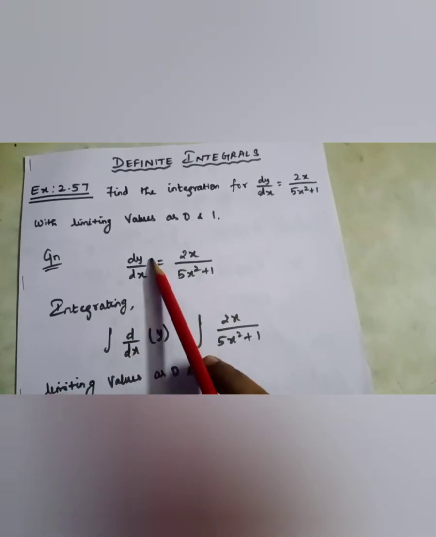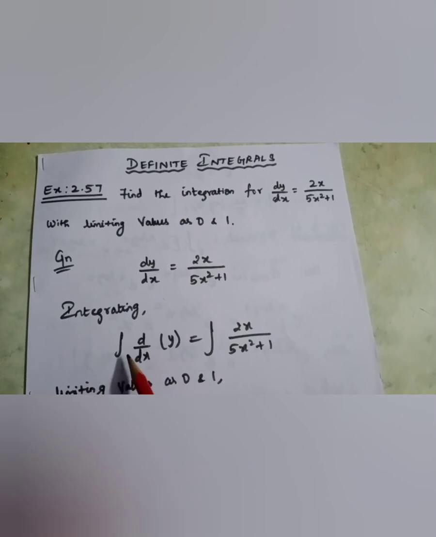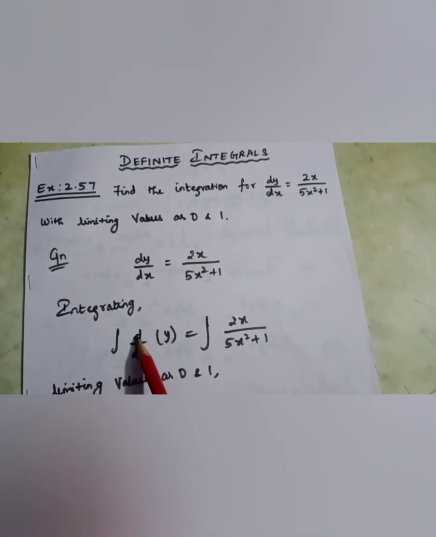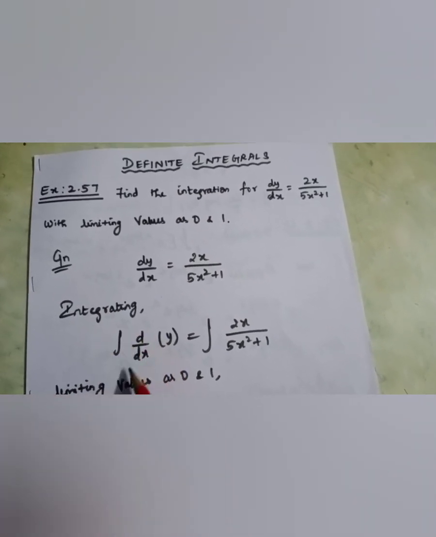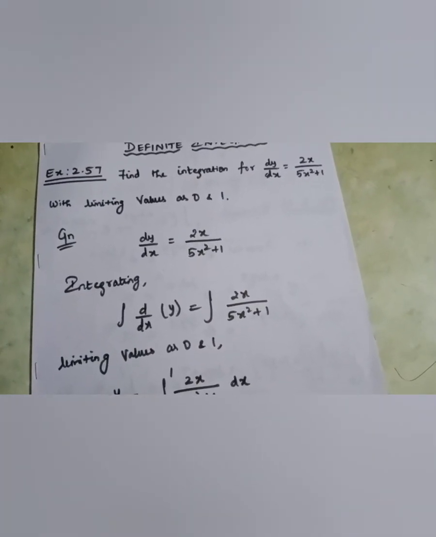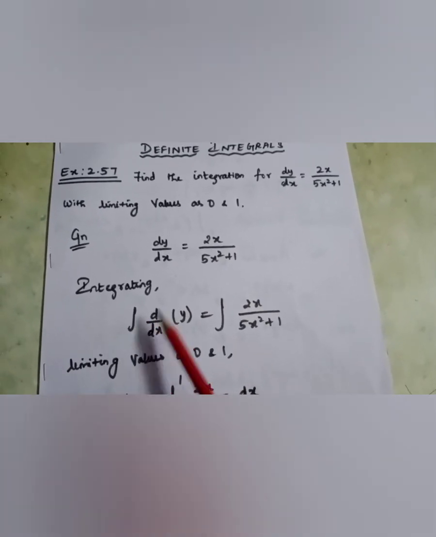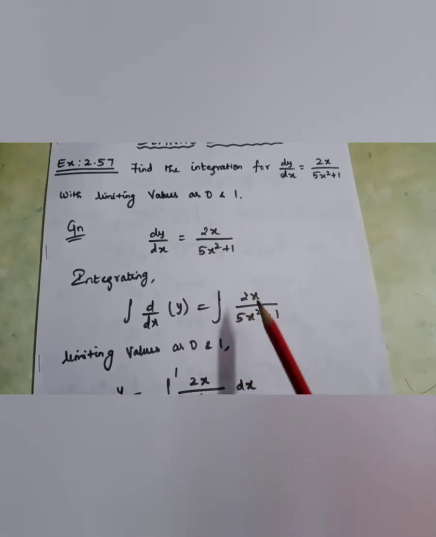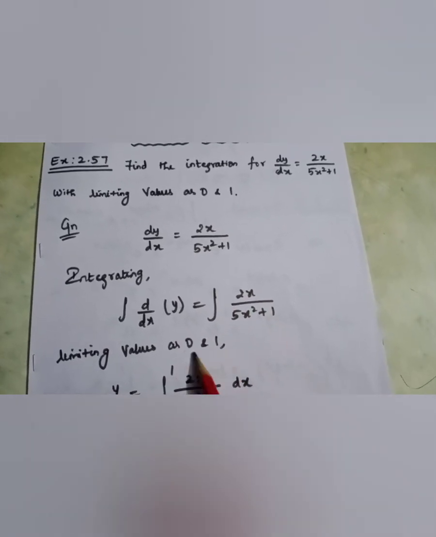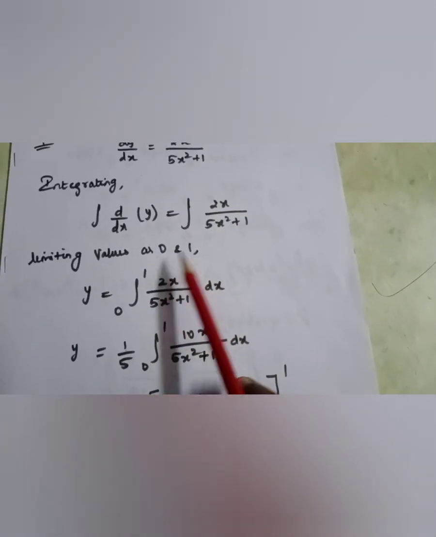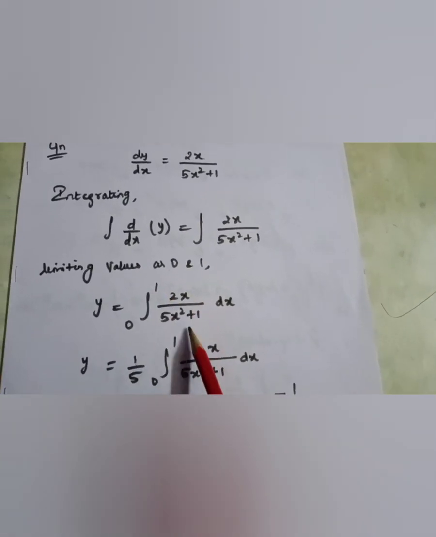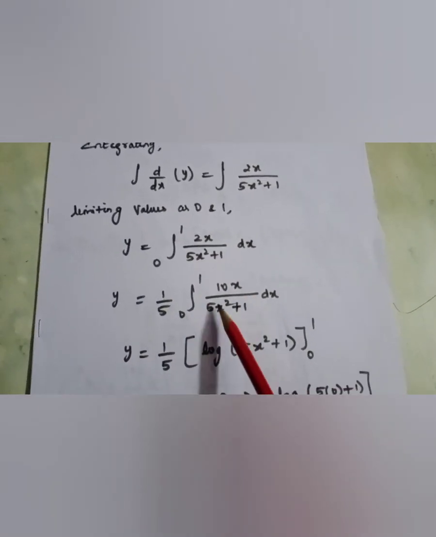Now consider dy by dx is equal to 2x divided by 5x squared plus 1. When I integrate, as I have already told you, when differentiation and integration are done, they cancel and you get back the value, because we know that integration is the reverse process of differentiation. So obviously we get y equal to the integral from 0 to 1 of 2x divided by 5x squared plus 1, because they have given the limit values as 0 and 1.